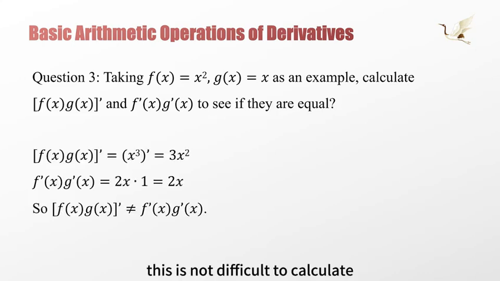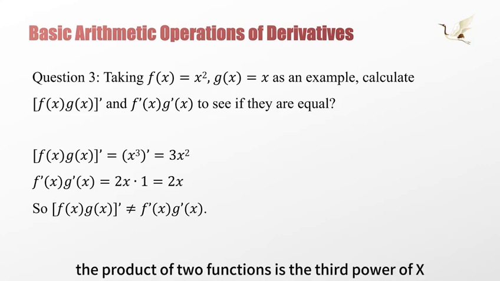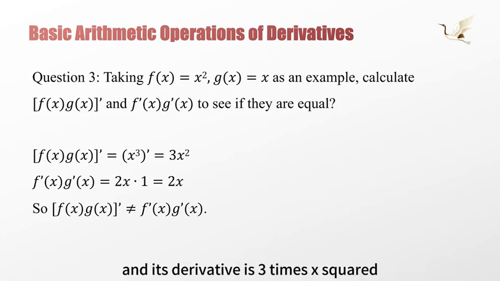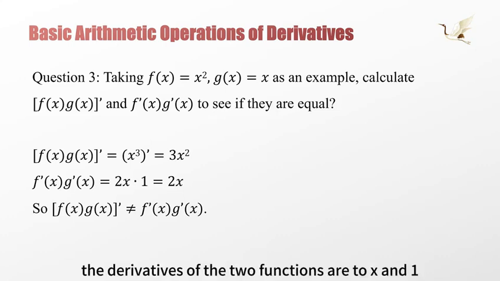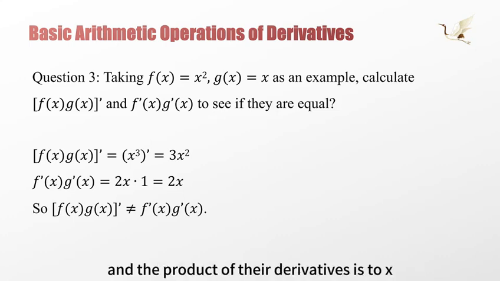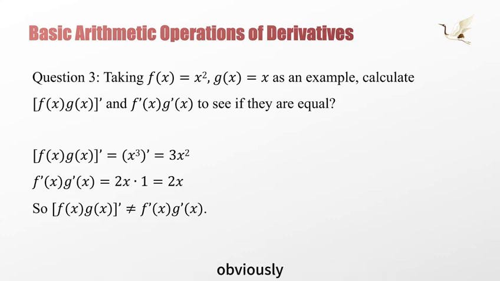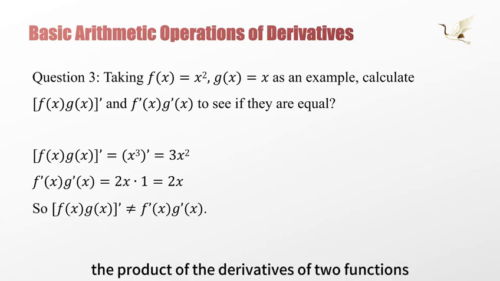This is not difficult to calculate. The product of the two functions is x to the third power, and its derivative is 3 times x squared. The derivatives of the two functions are 2x and 1, respectively, and the product of their derivatives is 2x. Obviously, the derivative of the product of two functions is not equal to the product of the derivatives of the two functions.